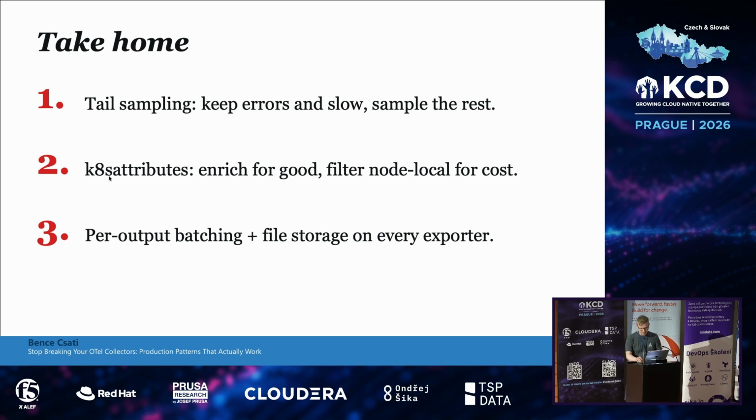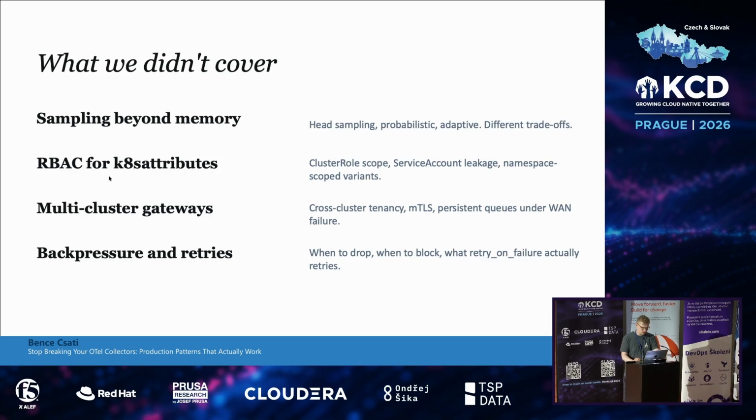Kubernetes attributes, if you are in Kubernetes settings, enrich for good, filter node local for your costs and your own sanity, and per output batching, move to it if you haven't already, because the processor-based batching has been deprecated. So make sure to do that, and enable file storage on the exporter and also on the receiver side if you can. There were really a few things that we didn't cover in this one.